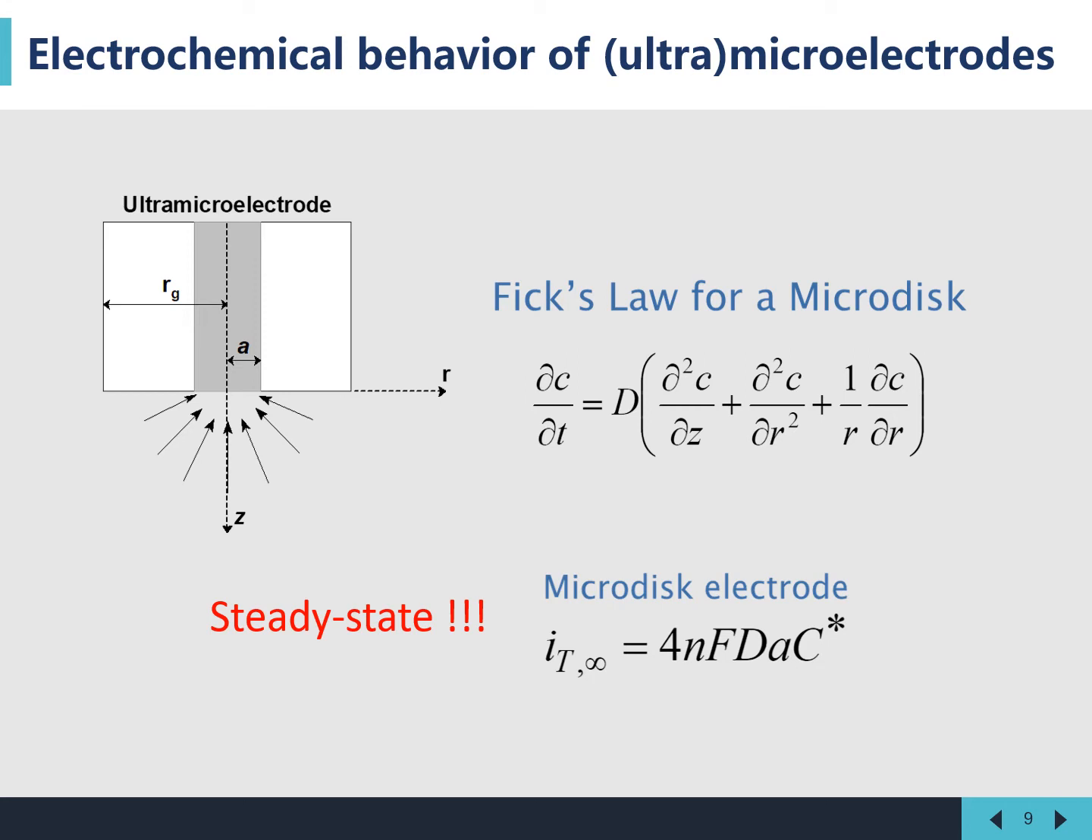A hemispherical diffusion will be observed in this case. So that means if you apply a certain potential, a steady-state current can be measured. The steady-state current can be described by the following equation. The current equals 4nFDaC_bulk. So that means the steady-state current you can measure is a constant.